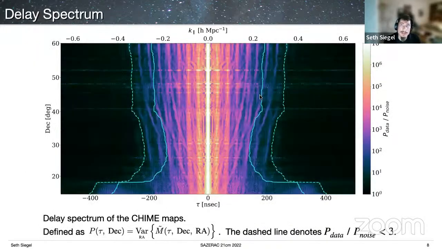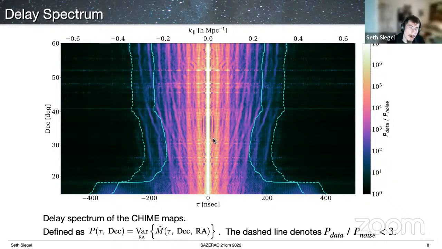In order to choose the cutoff for our foreground filter, we examined the delay spectrum of the map, which is shown here. It was created by taking the Fourier transform of the spectrum for each map pixel and then calculating the variance over the right ascension range covered by the NGC field. It's shown as a function of delay on the x-axis and declination on the y-axis. It's been normalized by the delay spectrum of our expected radiometric noise at delays less than about 250 nanoseconds.